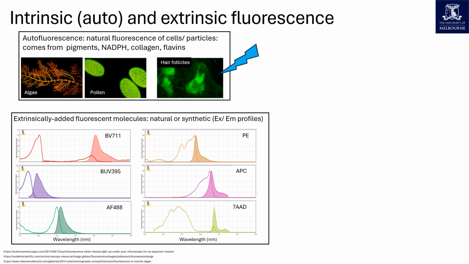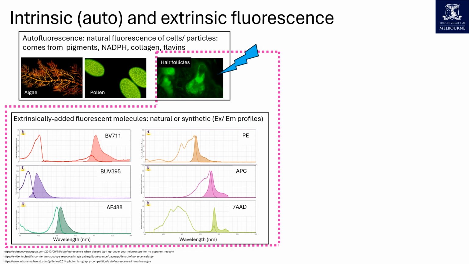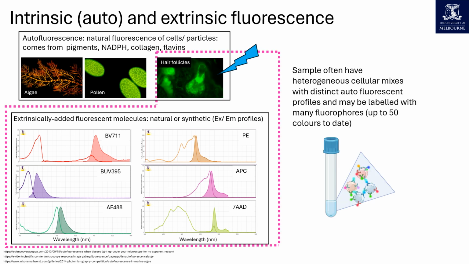In cytometry experiments, many fluorescent molecules are combined into a single tube of cells by bonding them to antibodies that bind molecules on cells, but more on that later. To date, successful 50-color fluorochrome panels have been published. On top of this, heterogeneous cellular mixes can have cells with different levels of autofluorescence, meaning that each experiment can be very complex with a lot of excitation and emission of fluorochromes occurring simultaneously.